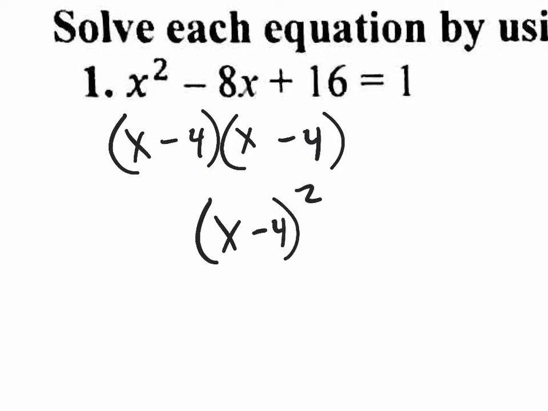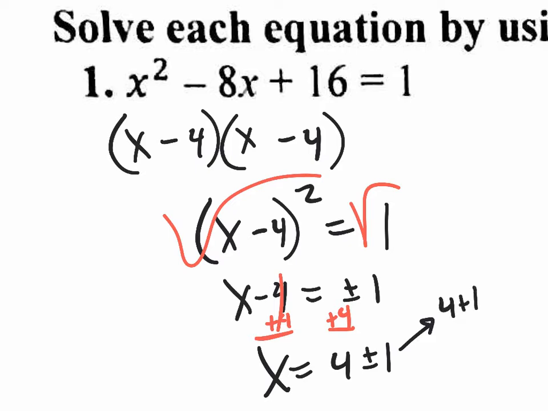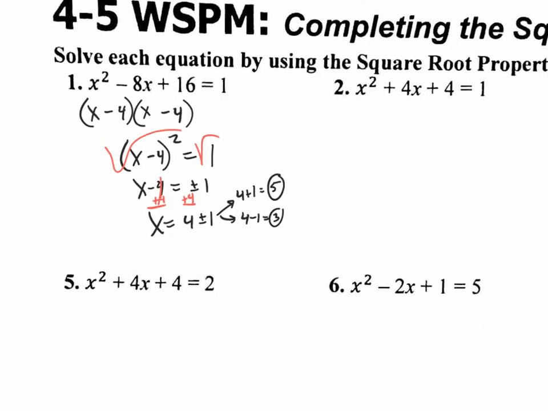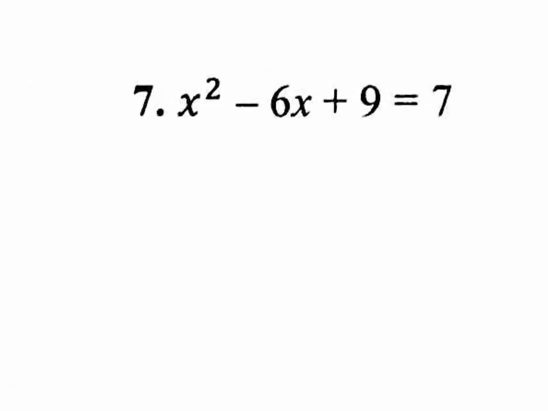So x minus 4 squared equals 1. And then of course you square root. You get x minus 4 equaling plus or minus the square root of 1, which is 1. Then you go plus 4. Then you rewrite it. You have x equals 4 plus or minus 1, which means you have 4 plus 1 and 4 minus 1, which is 5 and 3. So all of these 1 through 8 are already set up for you. They already have a perfect square value right there.